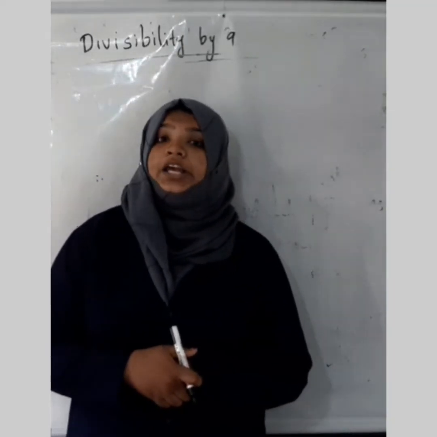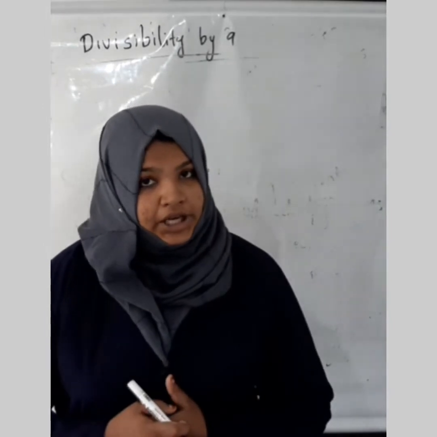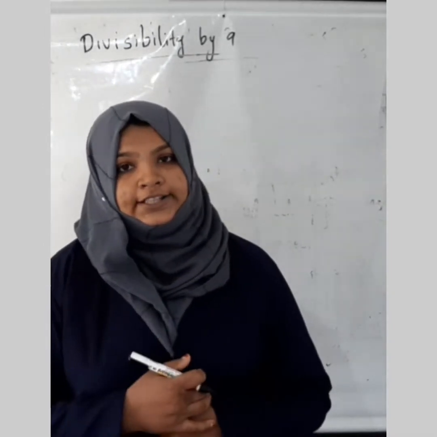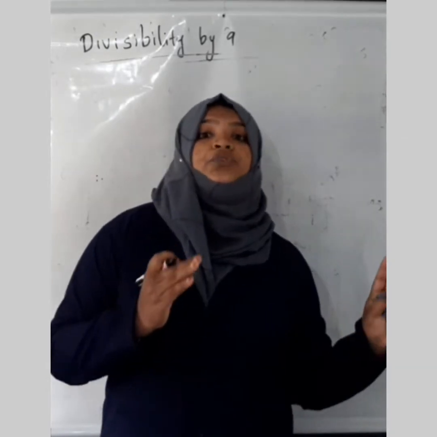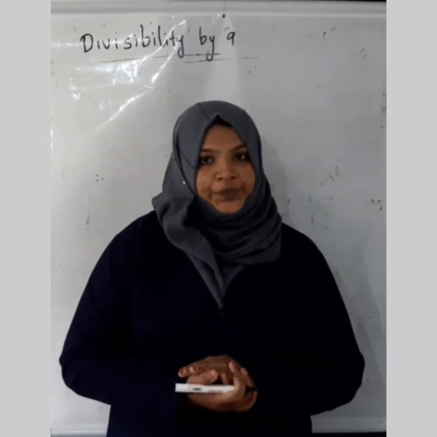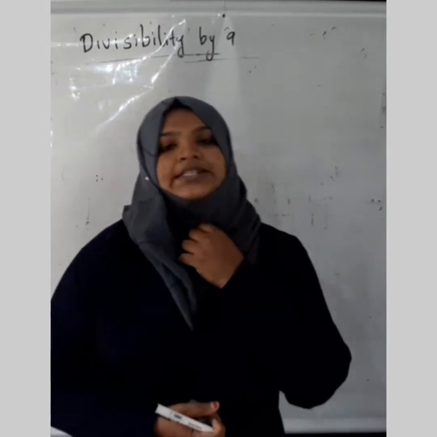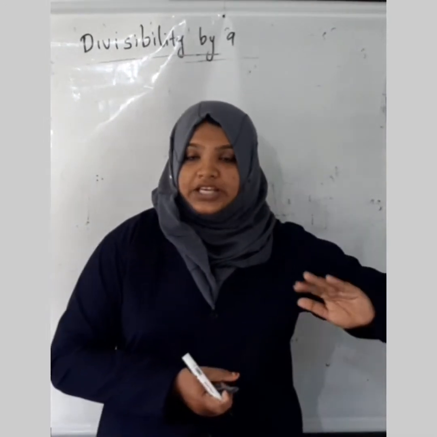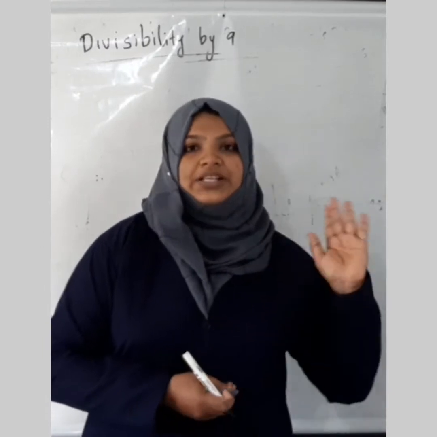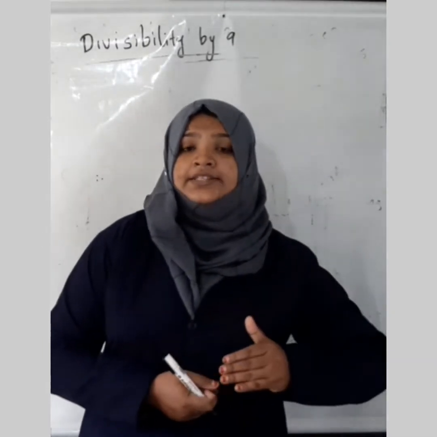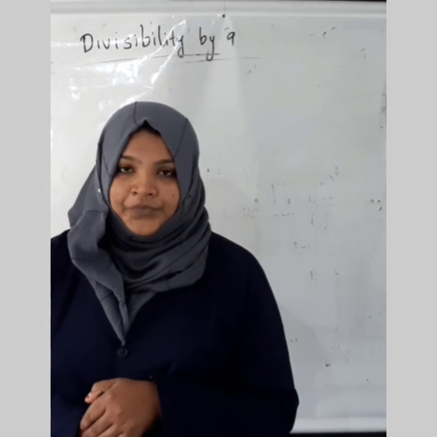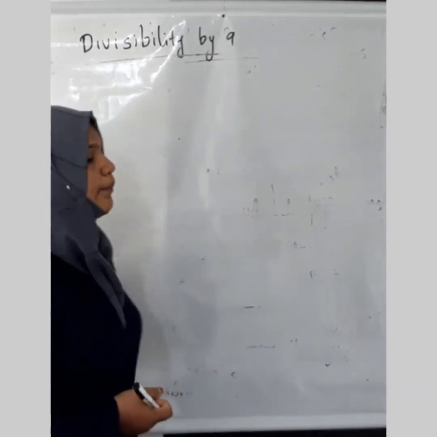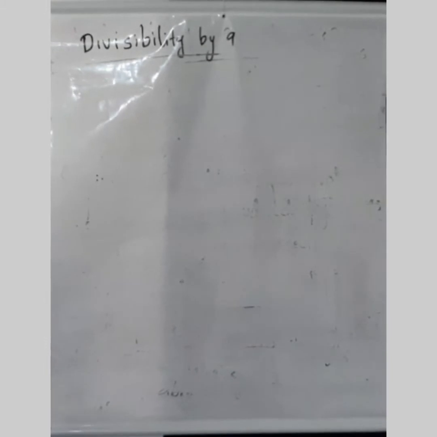Divisibility by 9. Do you remember the divisibility by 3? What you have done is you found the sum of the digits of the given number. Isn't it? If the sum of the digits of that given number is a multiple of 3, then the whole number is also divisible by 3. So here also we are proceeding with the same method. But in case of 3, we are using 9. Or we are finding the divisibility by 9.